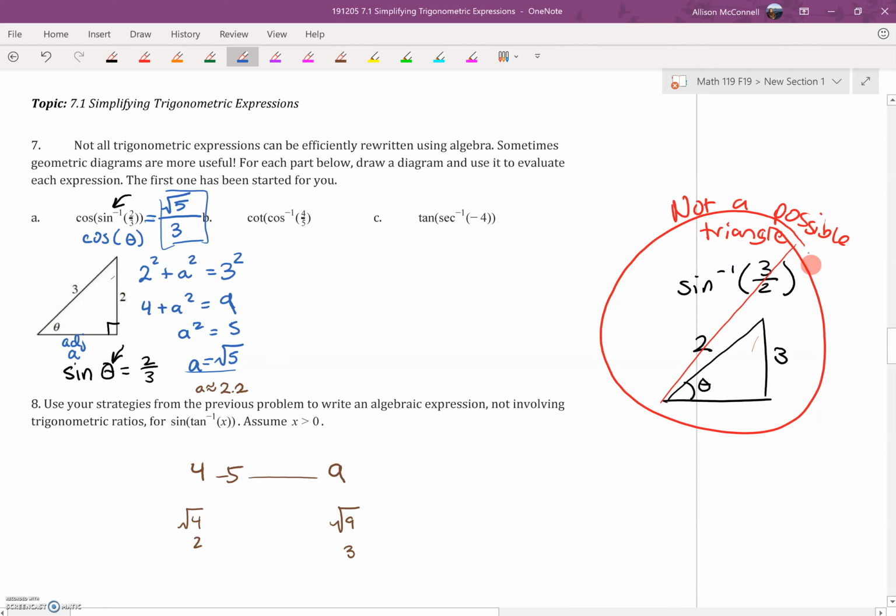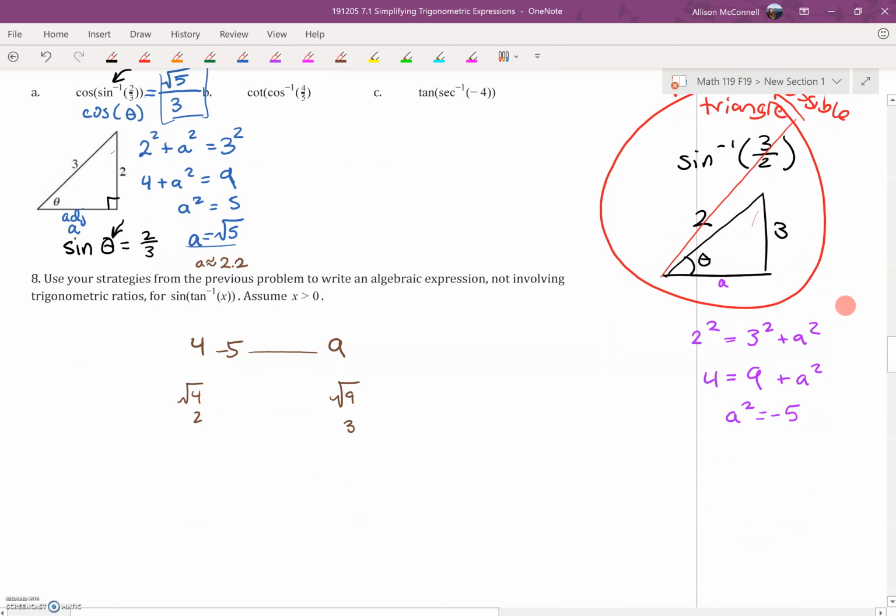Now, a red flag, if you were to see something like this triangle, would be that if I were to set up the Pythagorean theorem, for example, I would get 2 squared, that hypotenuse, equals 3 squared plus a squared, and what I get is 4 equals 9 plus a squared, and I get that a squared equals -5. Well, that's a big red flag because you have a negative length. And remember, even if we were to draw that, even if that triangle was here, the length is still positive. We're not going to have an imaginary length.